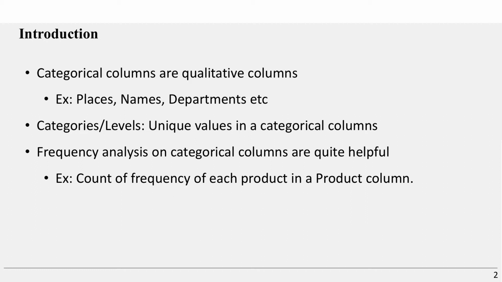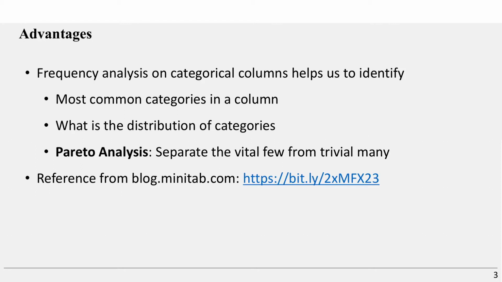When we take one categorical column at a time, one can look at the frequency of each category or level. For example, if you have a product name column, we can count the frequency of each product. This analysis will help us to identify the following. First, we can identify the most common categories in a column. Second, we can understand the distribution of the categories. And third, we can separate the vital few from the trivial many using Pareto analysis. To read more about Pareto analysis, I would refer to the article that is linked at the bottom.